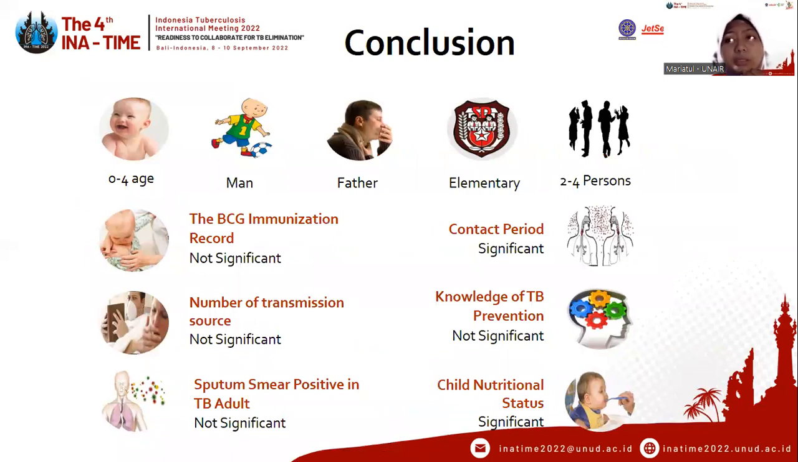Okay, in conclusion, the most influential variables for childhood TB incidence among those who live with adult pulmonary TB patients are the child's nutritional status and long-term contact with tuberculosis. Stakeholders have to do early diagnosis to break the chance of tuberculosis transmission with early household contact detection.